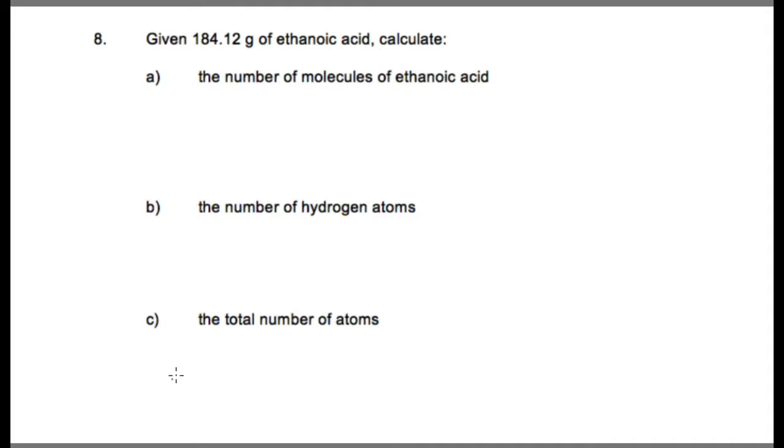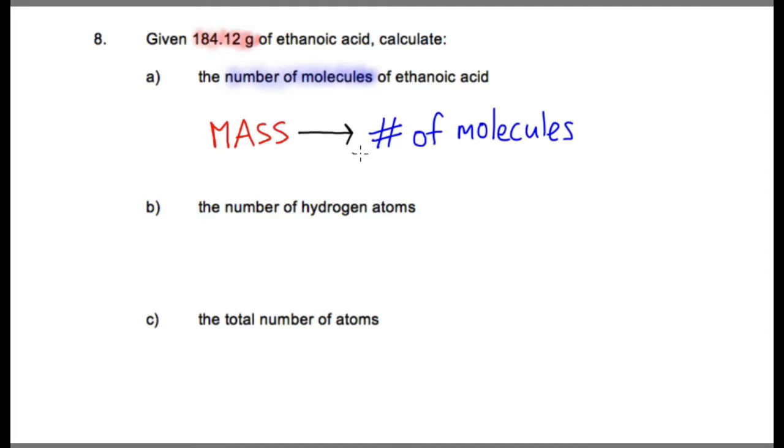Stoich for practice problem 8. We've got 184.12 grams of ethanoic acid. We're going to calculate the number of molecules of ethanoic acid, the number of hydrogen atoms, and the total number of atoms. Given the mass, we're going to convert to a number of molecules, part A.